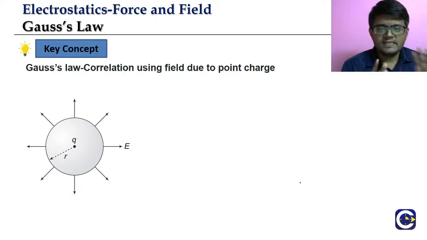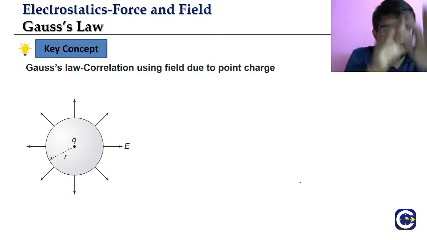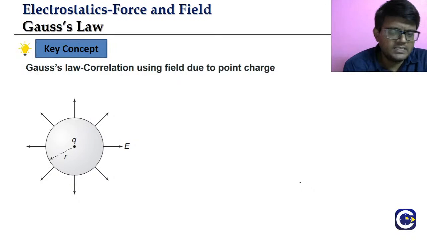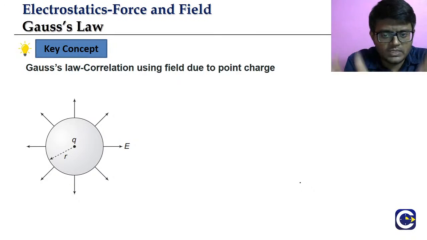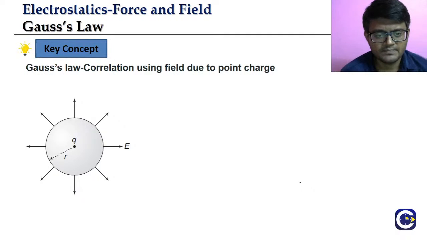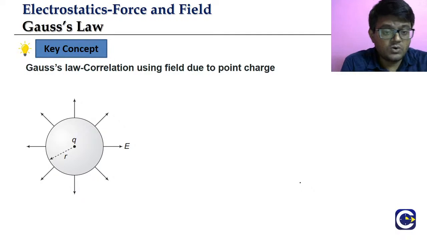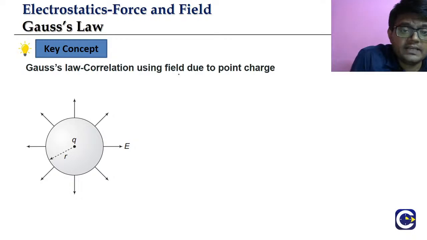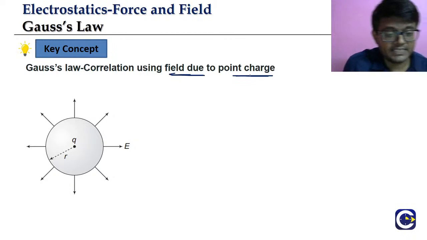We have seen the Gauss law statement. What is it? If you have an enclosed surface, then the flux through that enclosed surface is equal to the total charge inside the surface divided by epsilon naught. That is the Gauss law statement. But we should correlate it, because only then will we gain confidence. Otherwise it is just a statement. So we will try to correlate it by using the field due to a point charge.